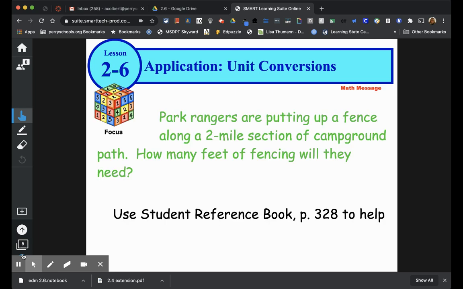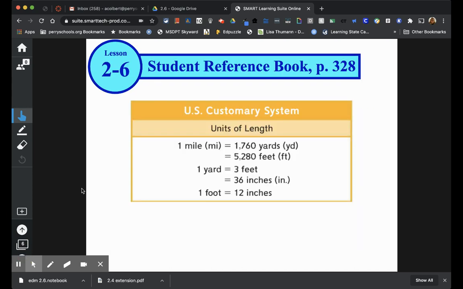Let's start off with our math message here. Park rangers are putting up a fence along a 2-mile section of campground path. How many feet of fencing will they need? What you can do for a problem like this is use your student reference book. And so I have a snip of what that would be.